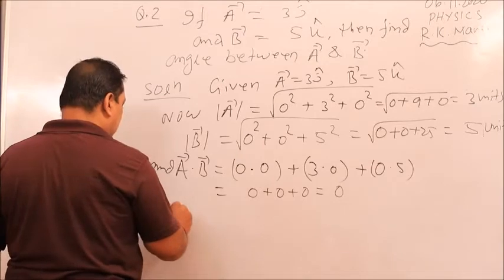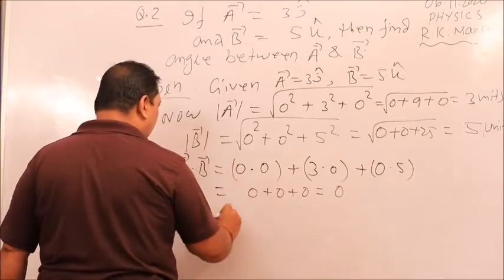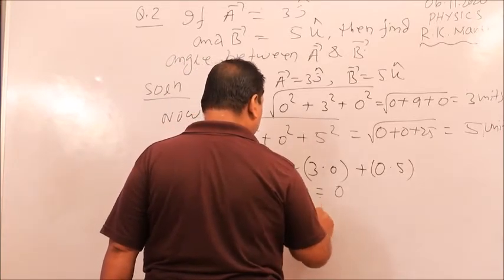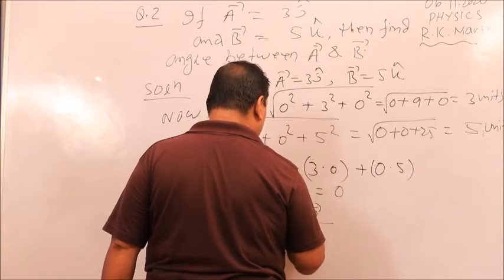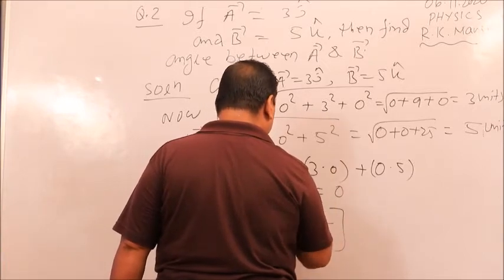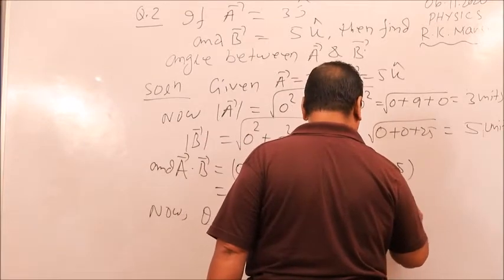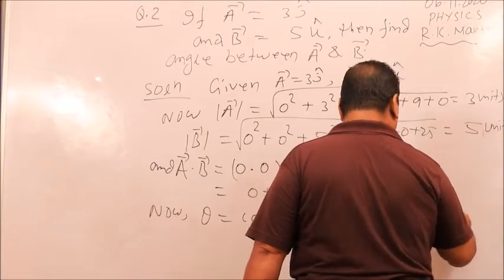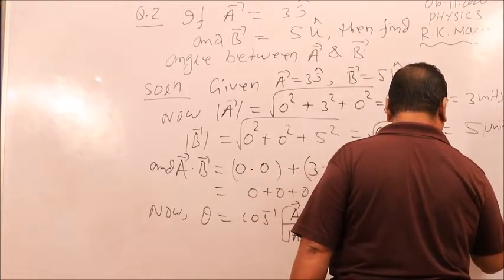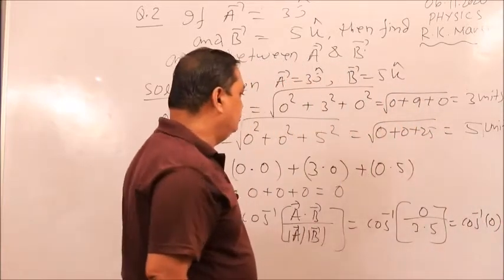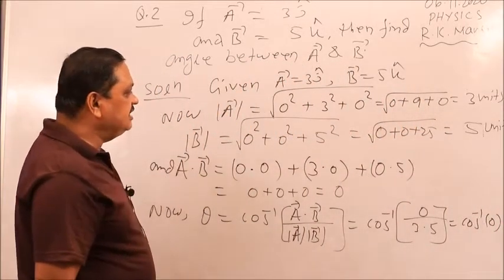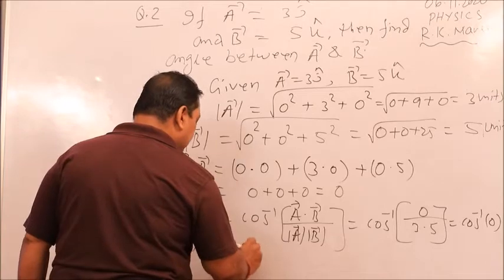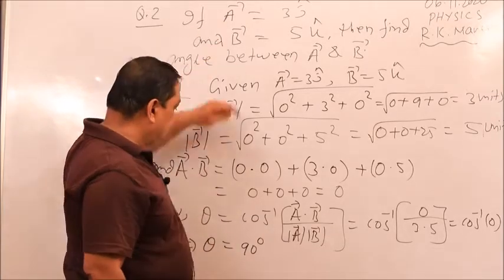Now put these values in the formula: theta equals cos inverse of A dot B divided by modulus A modulus B, that is 0 divided by 3 times 5, so cos inverse 0. Since cos 90 degree is 0, theta equals 90 degree. So the angle between vector A and vector B is 90 degree.